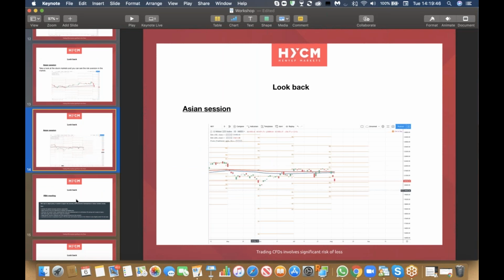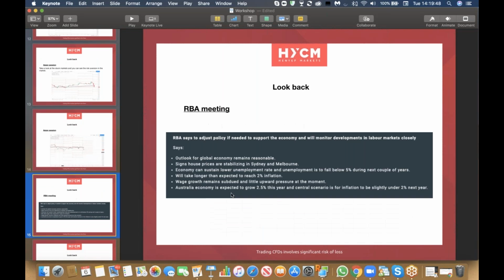Now, the other significant event we had in Asia was the Reserve Bank of Australia rate meeting. They've said that they will adjust policy if needed to support the economy, and they're going to monitor developments in labour markets closely. They're saying the outlook for the global economy remains reasonable. House prices are stabilising. They think the economy can sustain a lower unemployment rate, and unemployment is expected to fall below 5% during the next couple of years.